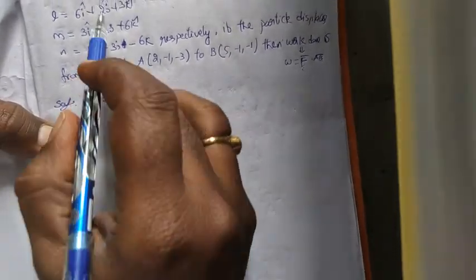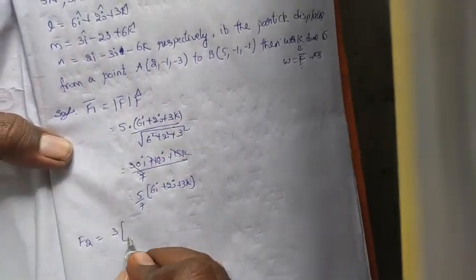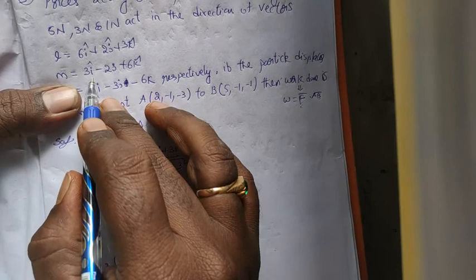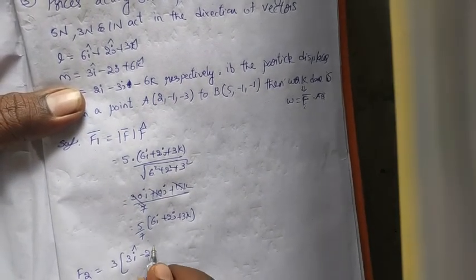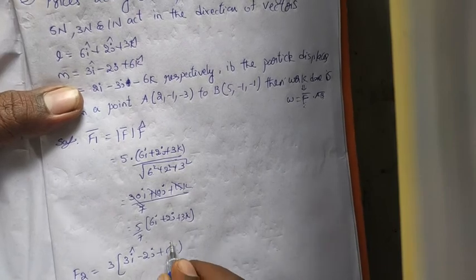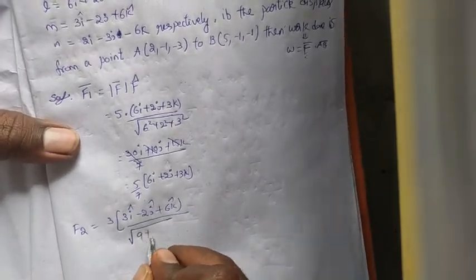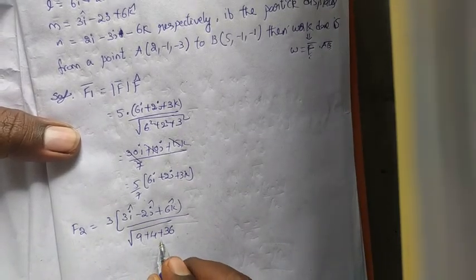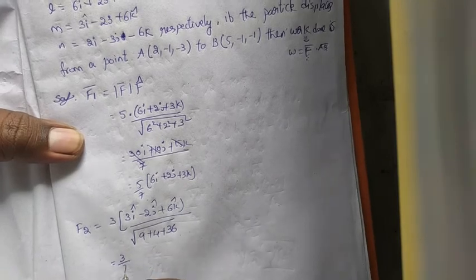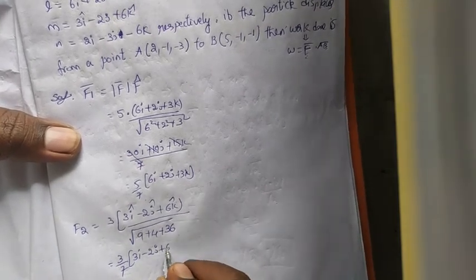7. Next let me go for F2. Same. What is F2 here? Here F2 is 3. And what is this? Here we have to take the second one, that is 3i minus 2j plus 6k by magnitude. What is this magnitude? 9 plus 4 plus 36, here also root 49. Root 49 is 7. So what can we write? 3 by 7 of 3i minus 2j plus 6k.